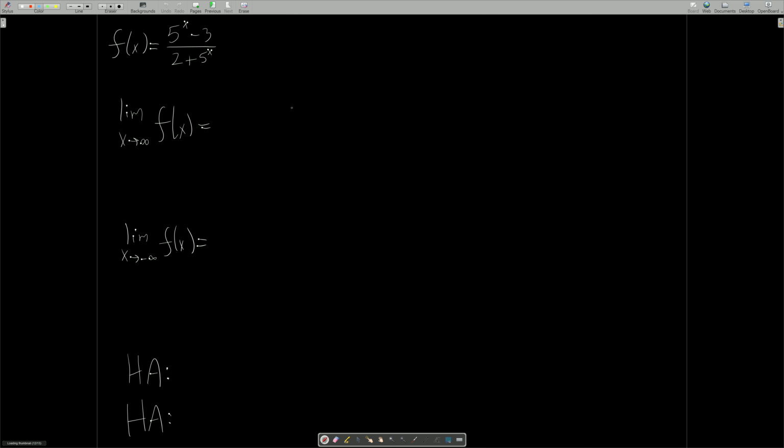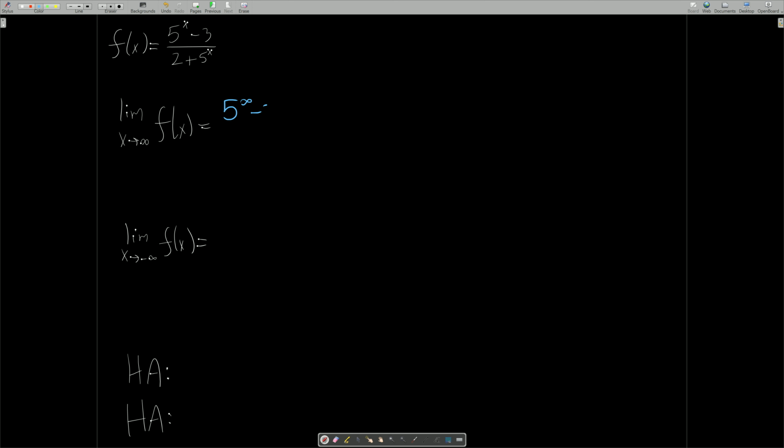This is the last one. This is interesting. This is 5 to the power of x minus 3 over 2 plus 5 to the power of x. There's no real trick to help with this one, but you'll have to sort of plug in infinity and see what you get. That's the best way to solve these.